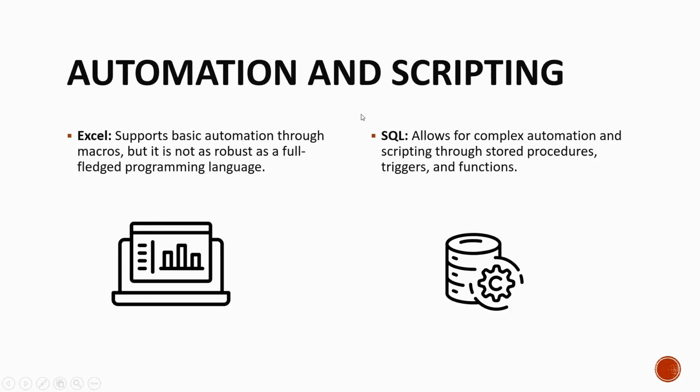So, automation and scripting. Excel supports basic automation through macros, but it is not as robust as a full-fledged programming language. But SQL allows for complex automation and scripting through stored procedures, triggers, and functions. When we talk about automation, Microsoft Excel is weaker compared to SQL because most of the time you are doing things manually. You are entering all the formulas and functions manually, whereas SQL is a more updated version.